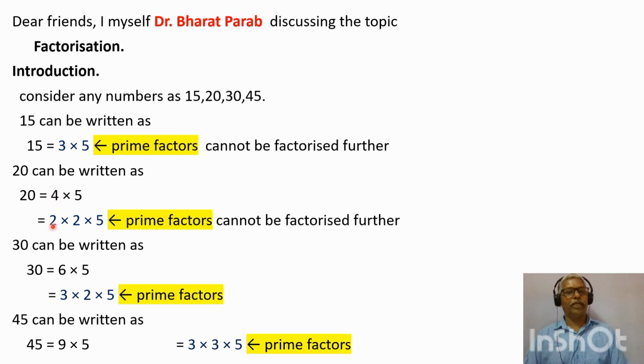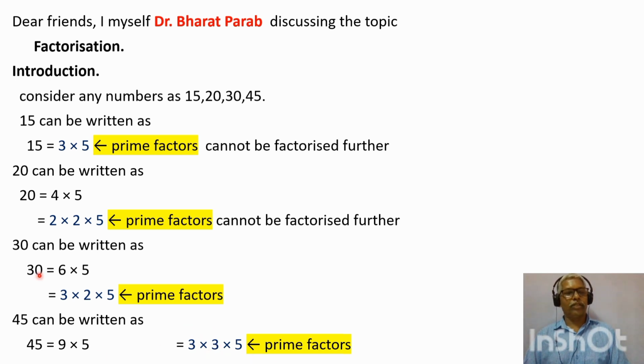And further 4 can be again written as 2 into 2, and finally 20 can be written as 2 into 2 into 5. Okay, 30 can be written as 30 equal to 6 into 5, and 6 can be again written as 3 into 2, and whole can be written as 30 equal to 3 into 2 into 5. And similarly 45 can be written as 45 equal to 9 into 5, and 9 can be written as 3 into 3, and finally 3 into 3 into 5.